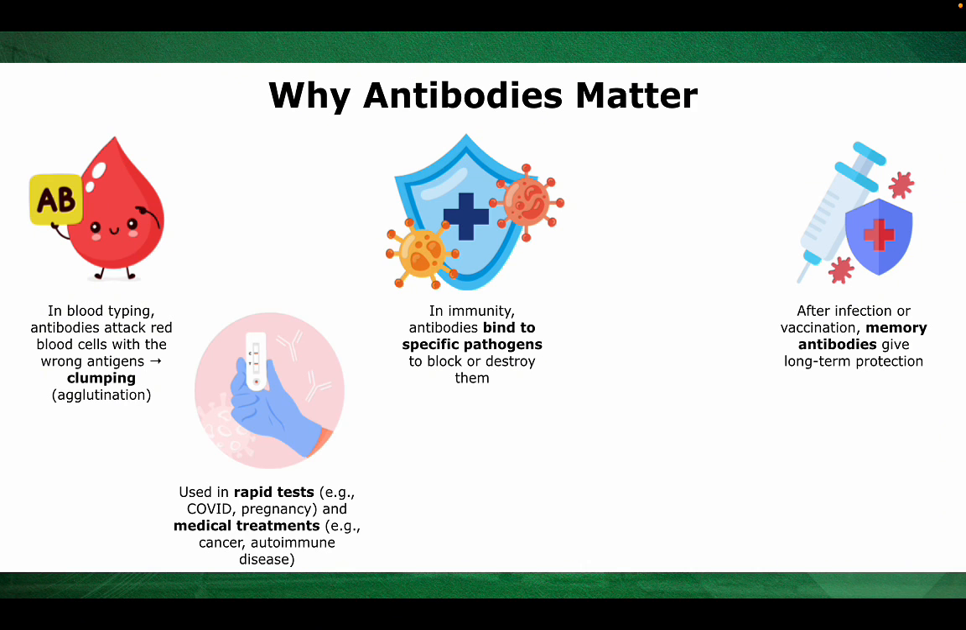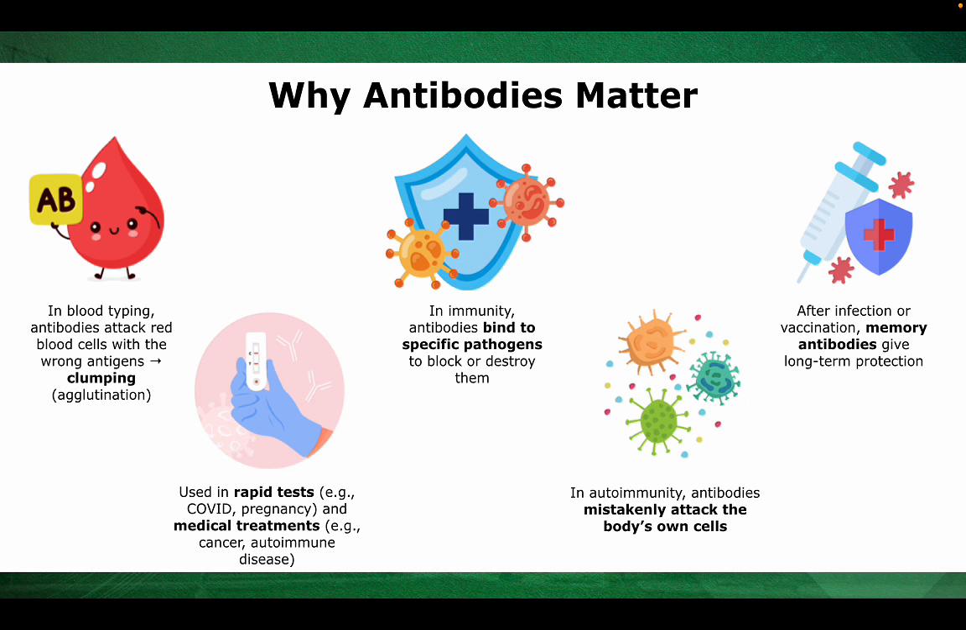Outside the body, scientists use antibodies in diagnostic tests, like COVID kits and pregnancy tests. This includes cancer therapy and autoimmune disease treatments. However, when antibodies go rogue and attack your own healthy cells, we call that autoimmunity. Understanding antibodies helps us treat and even prevent these conditions.